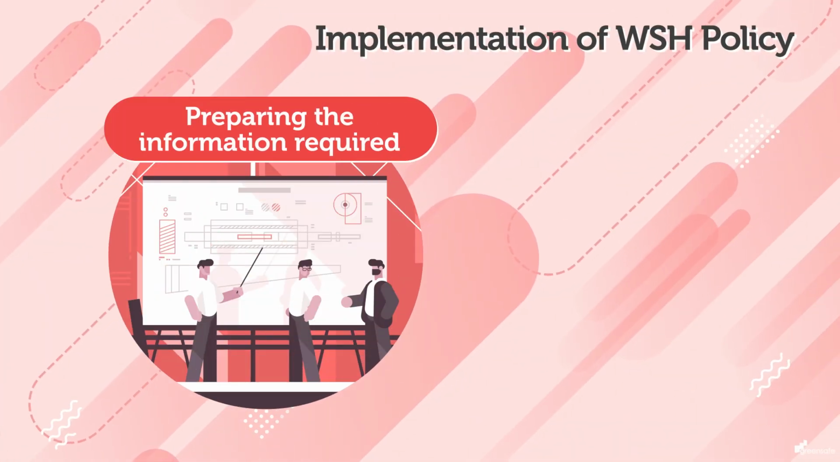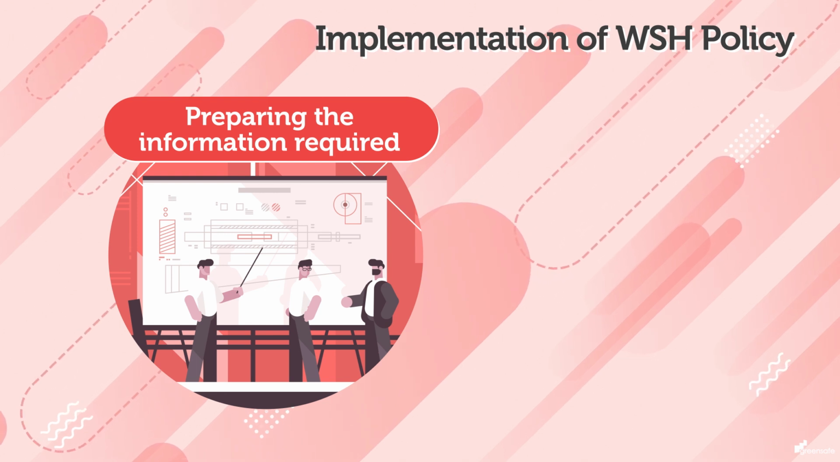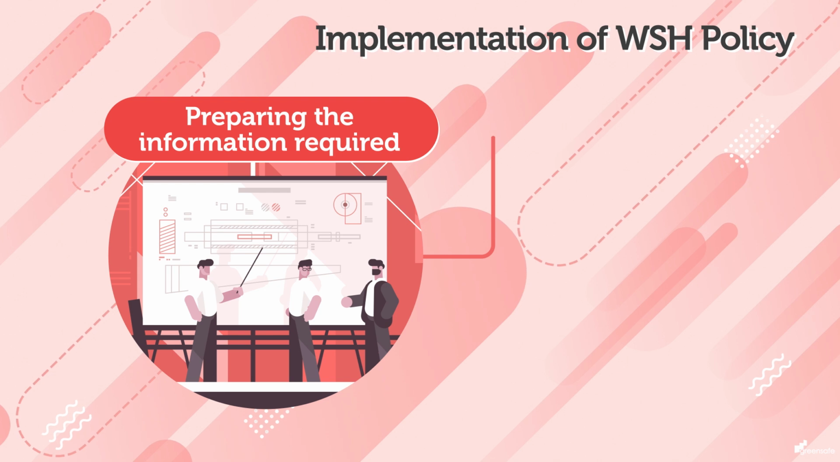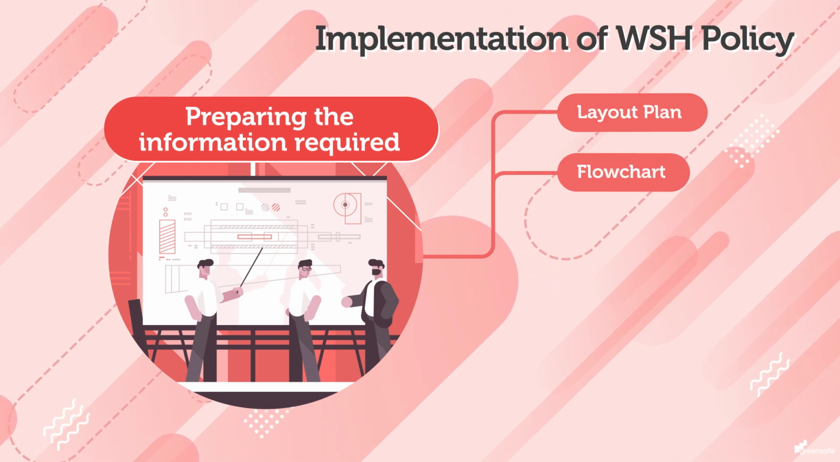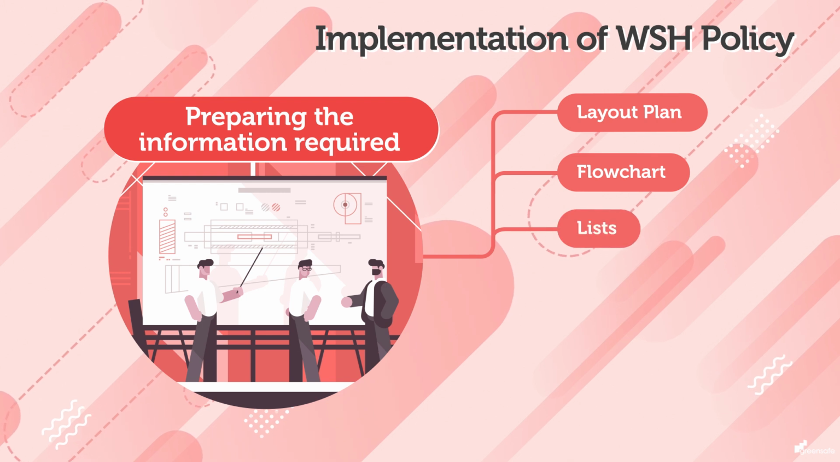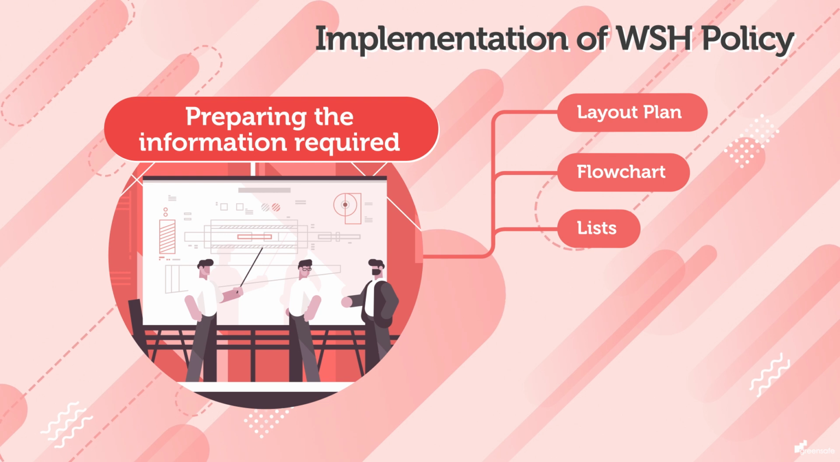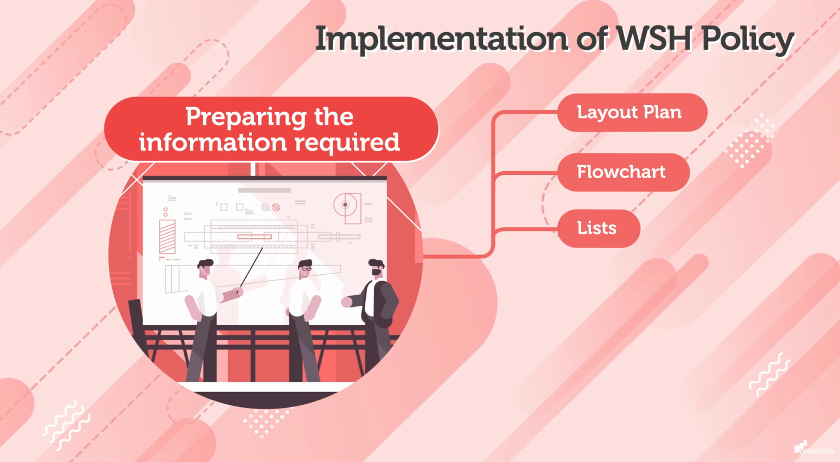In preparing the information required, a few things must be done. These include printing the layout plan and processing the flowchart. Additionally, you must list the work activities in the process. You should also list the chemicals, machinery used, and tools used.